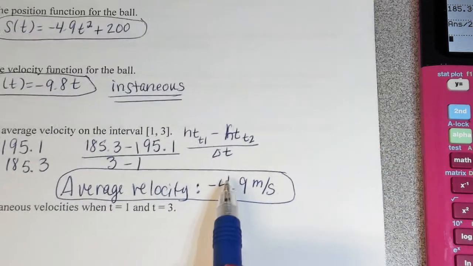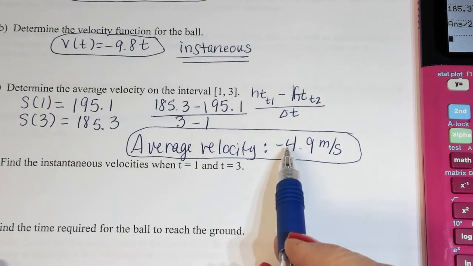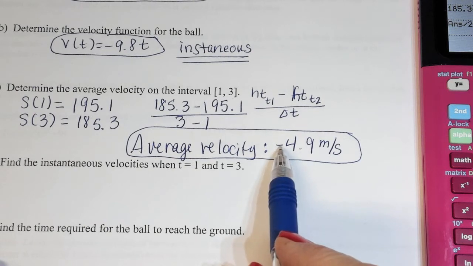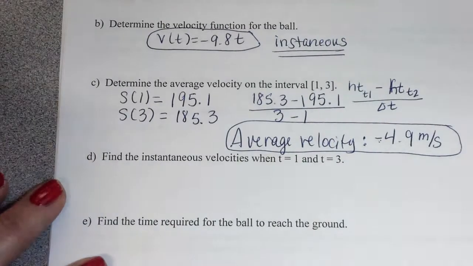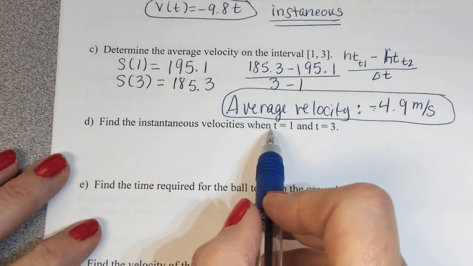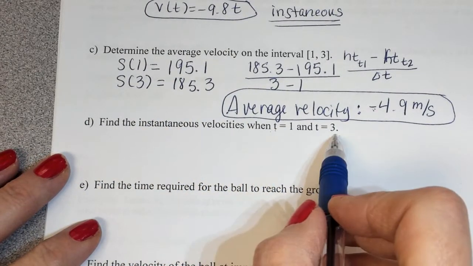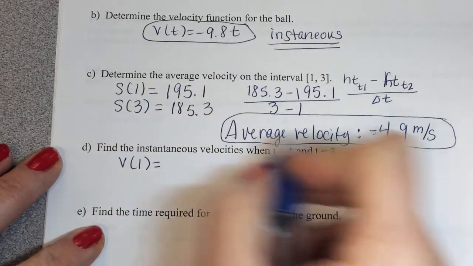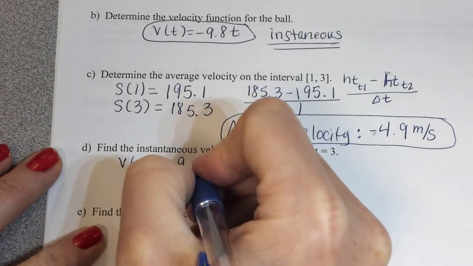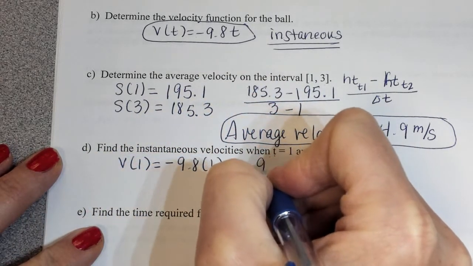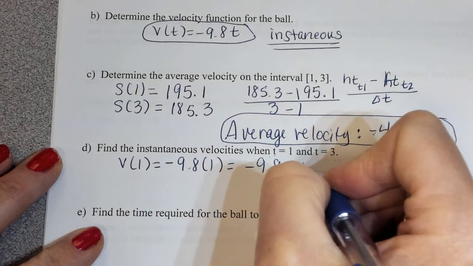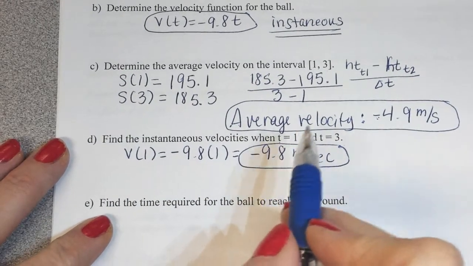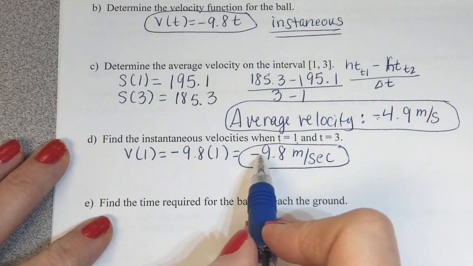Now, the reason that it's negative is because that's telling us direction. All that's telling us is that it's falling. Okay, that's what that negative means. All right, now we're going to find the instantaneous velocities at time 1 and time 3, at 1 second and 3 seconds. So here's our velocity function. To find v of 1, I'm just going to plug that into my velocity function. So negative 9.8 times 1 gives me negative 9.8, and that would be meters per second. So that's the exact velocity at 1 second.